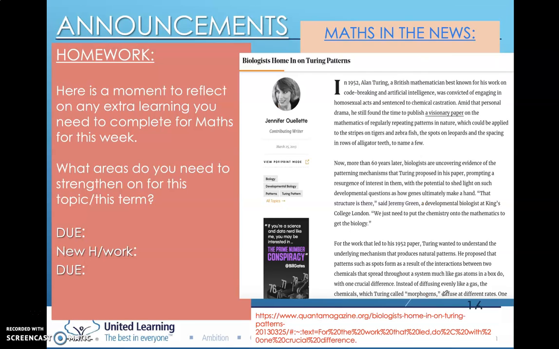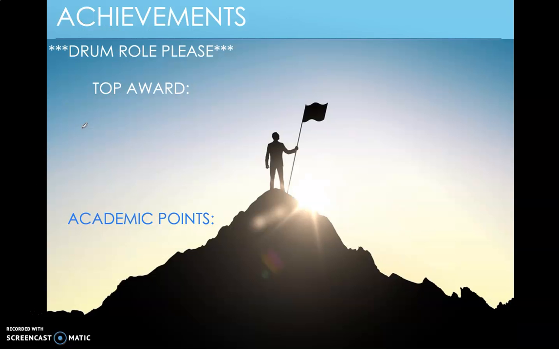Here's another opportunity to look at that article on Alan Turing and his work in the field of structural biology. And another chance to think about the homeworks or any work you can do to improve your skills. Now the teacher can take a moment to reflect on who should get the top award and the academic points. Well done, guys. Have a good day.